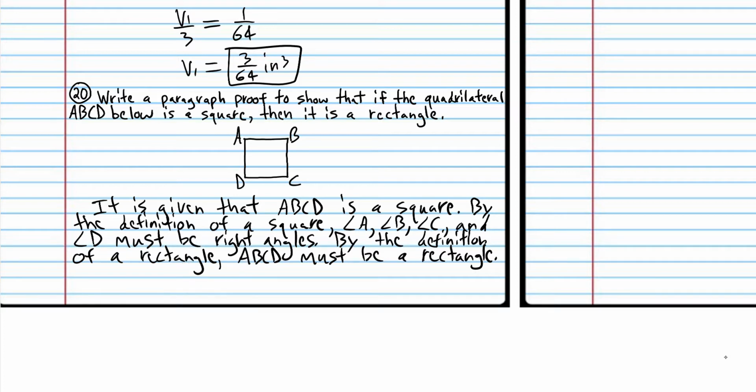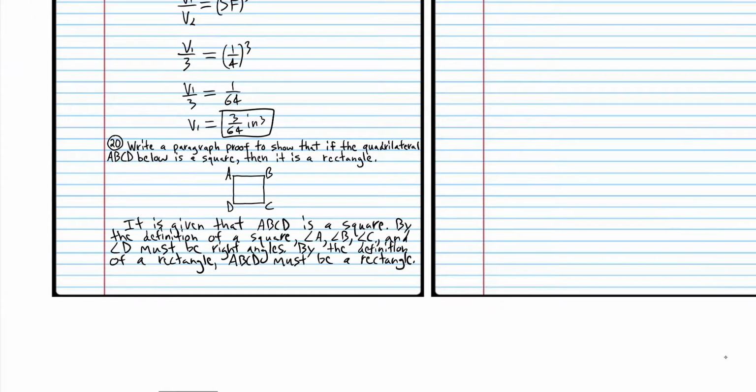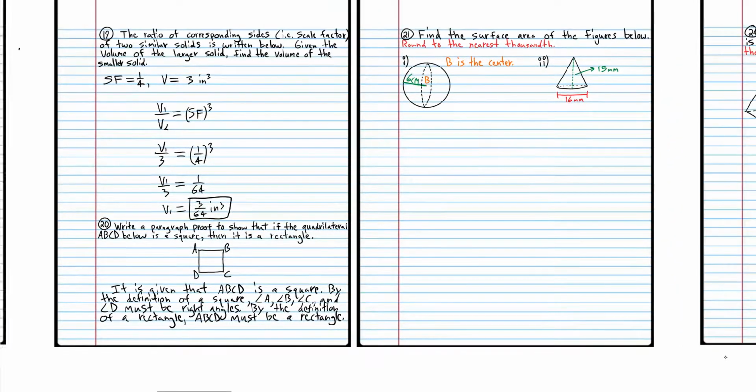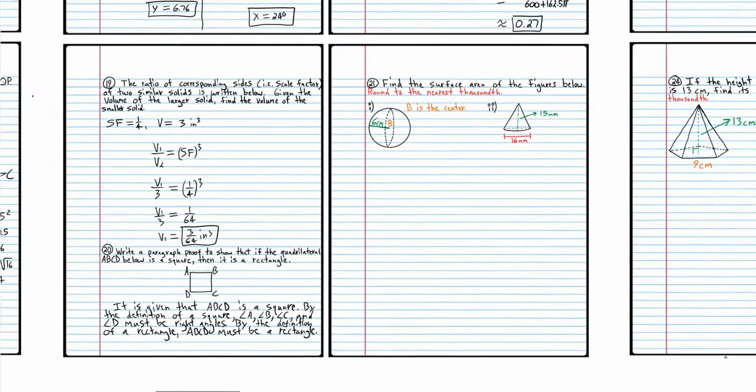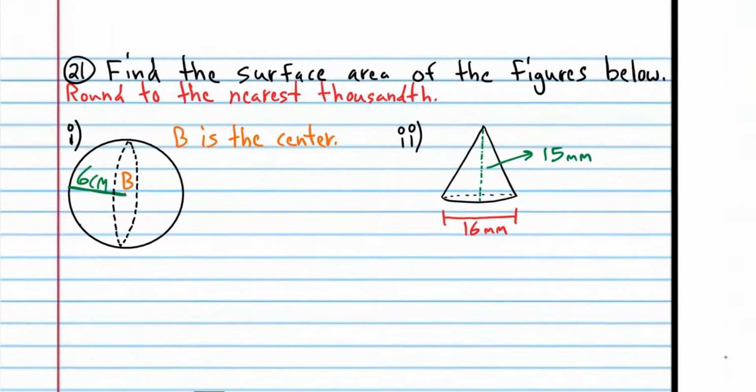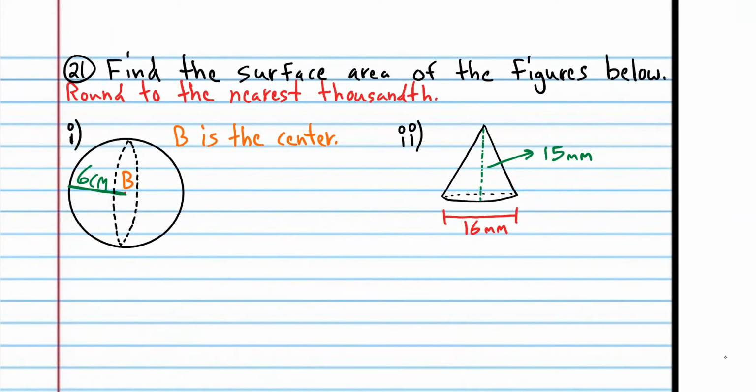So you may have different variations of the grammar and whatnot, but as long as your sentences make sense and they're complete sentences, then good job. Okay, on to 21. Go ahead and try 21. When you come back, we'll do it together.